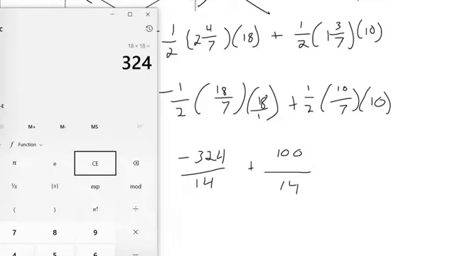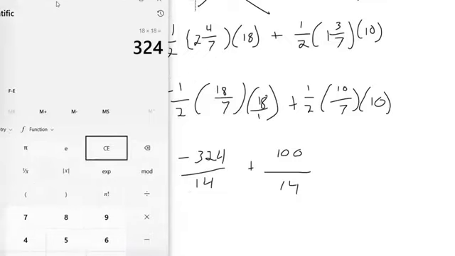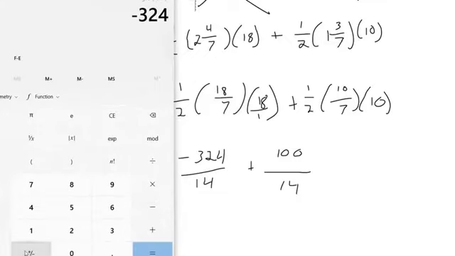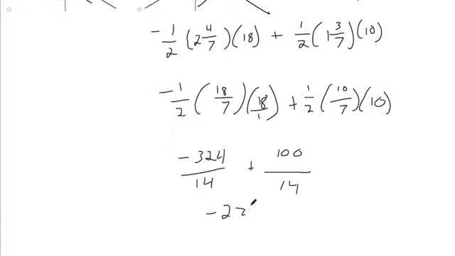So we can add those together. So we got negative 324 plus 100 gives us negative 224 over 14. We can divide the top and the bottom by 2, so that's negative 112 over 7.